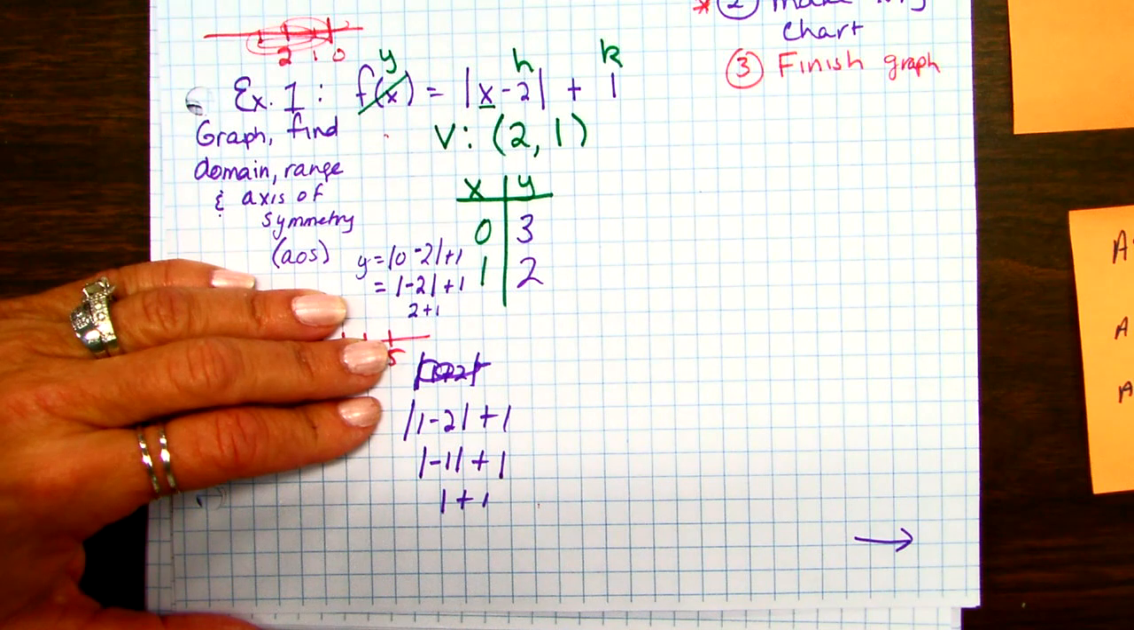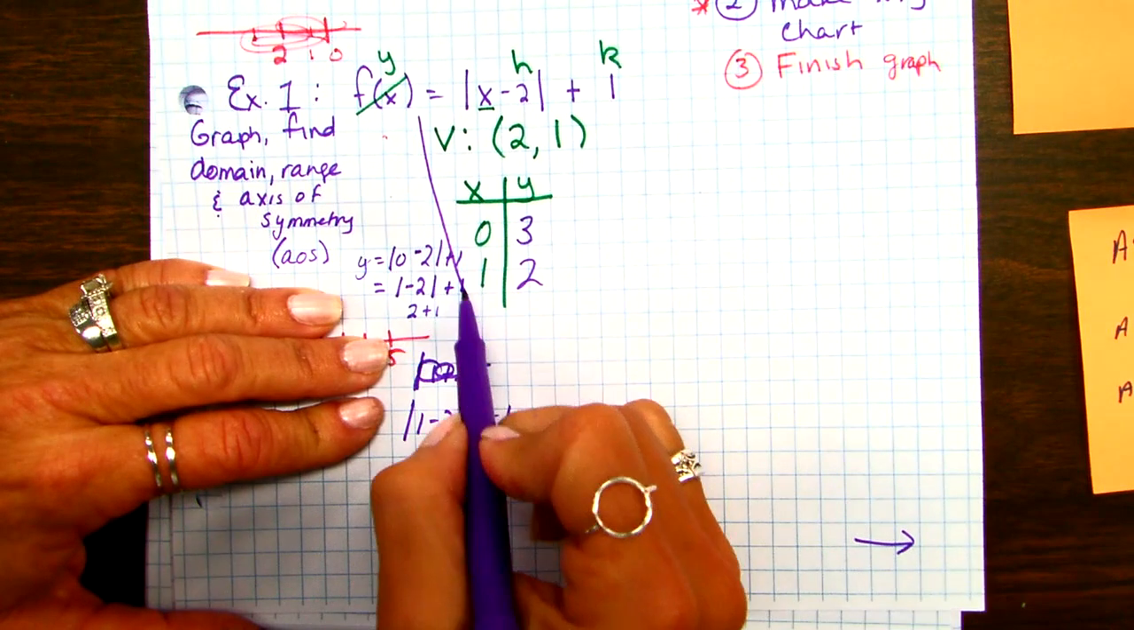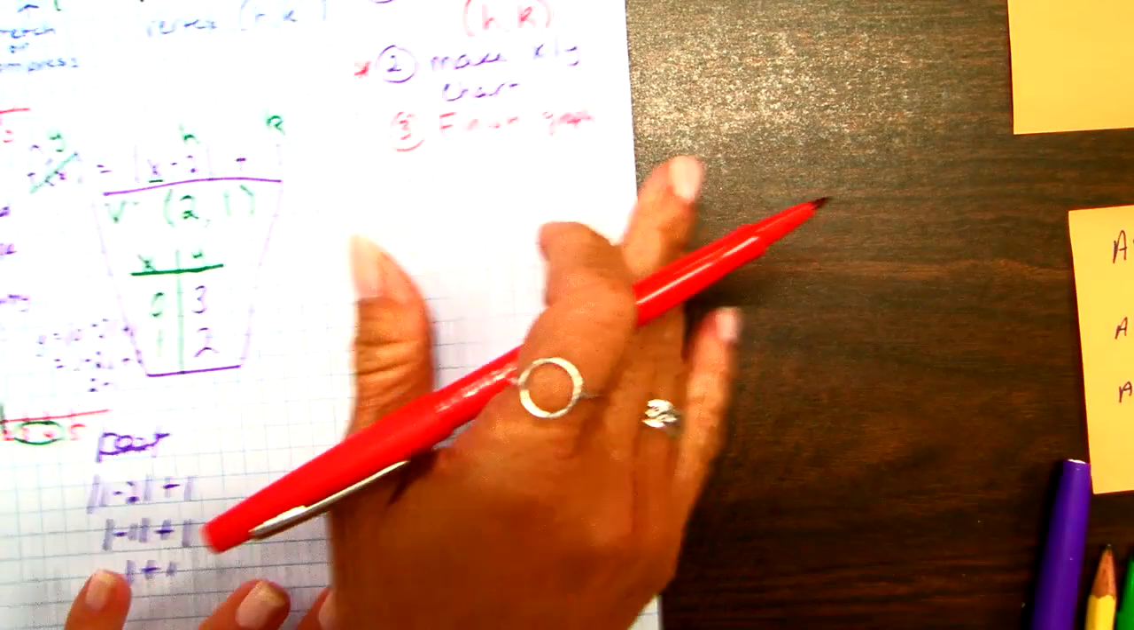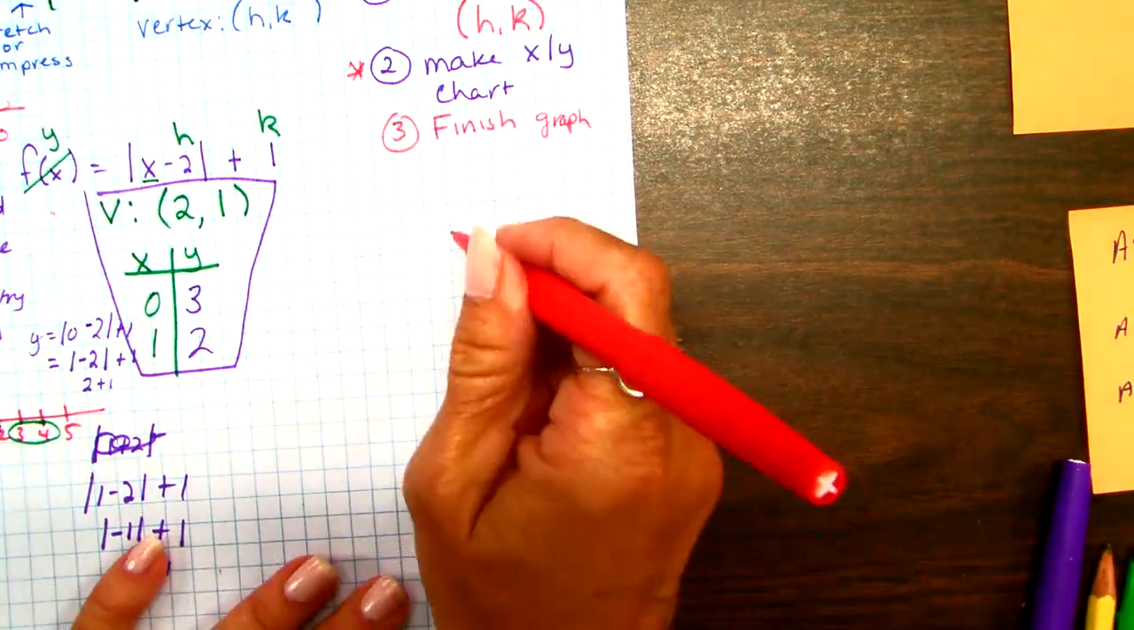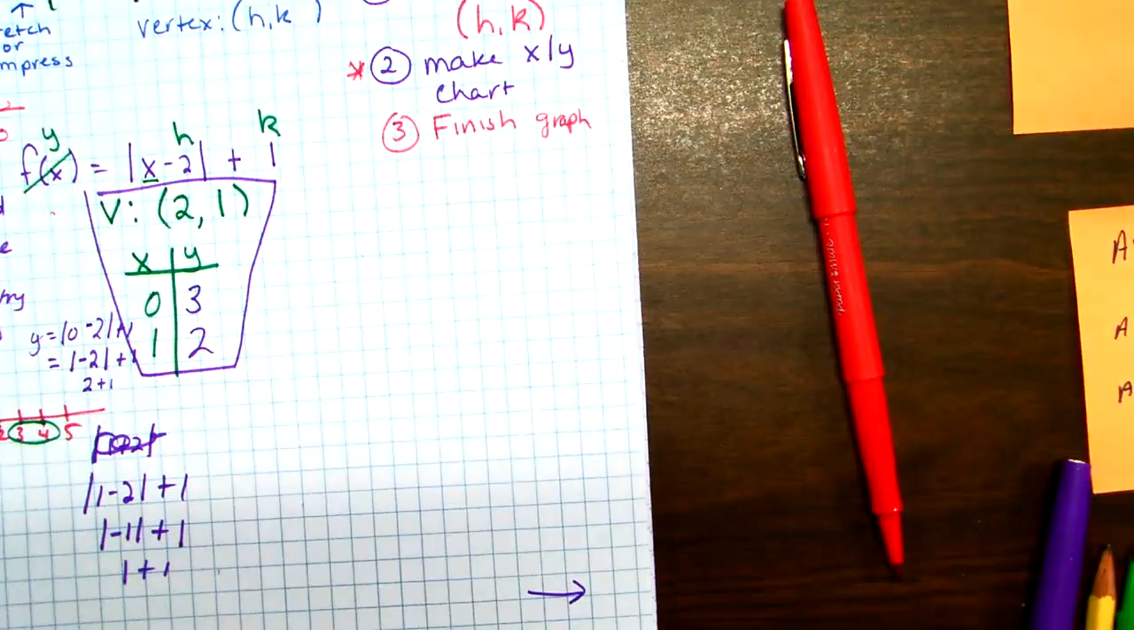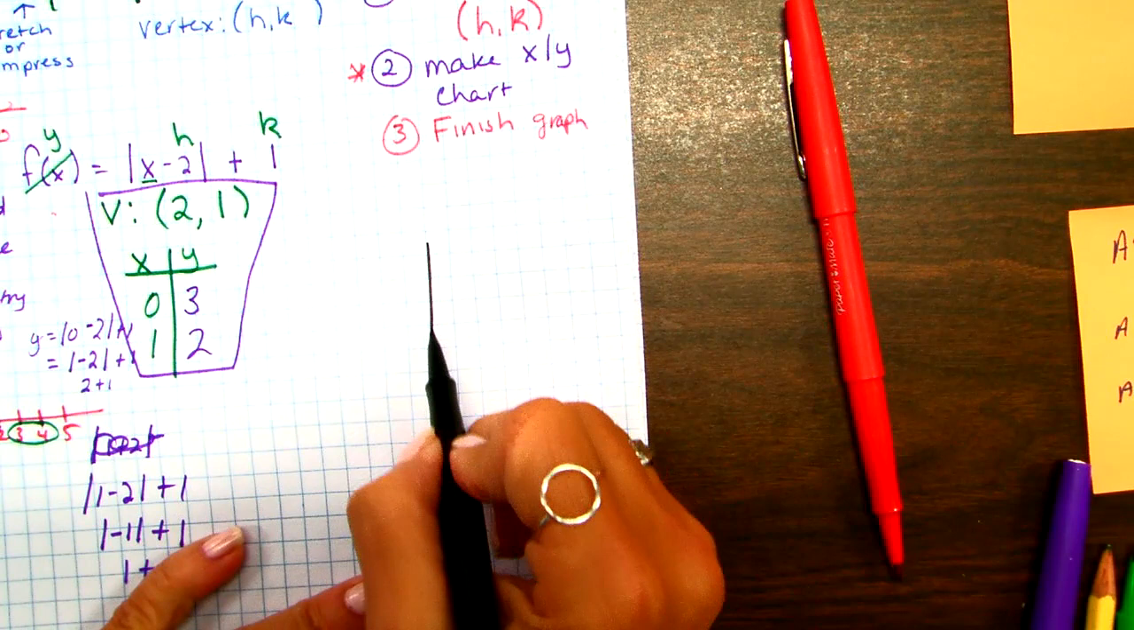Now I'm ready to do the entire graph. Just that much work. I'm going to plot these 3 points that I just found. And if you're not using graph paper, don't worry. You will on the homework, so it'll look a lot better when you do the homework. But for now, just sketch it, okay? So just estimate where those points are.